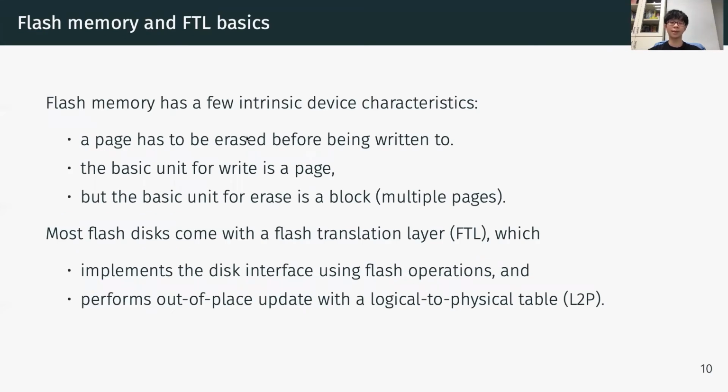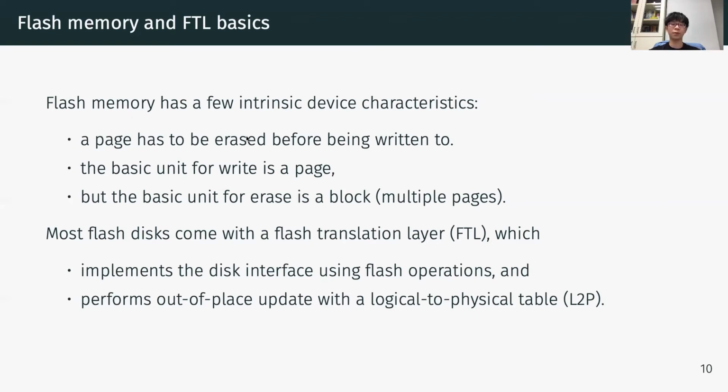Flash memory has a few intrinsic device characteristics. One notable constraint that should be followed is that a page has to be erased before being written to. Moreover, the basic unit for write is a page, but the basic unit for erase is a block, which contains multiple pages. Therefore, it will be inefficient if we erase the entire block whenever we write a page to it.